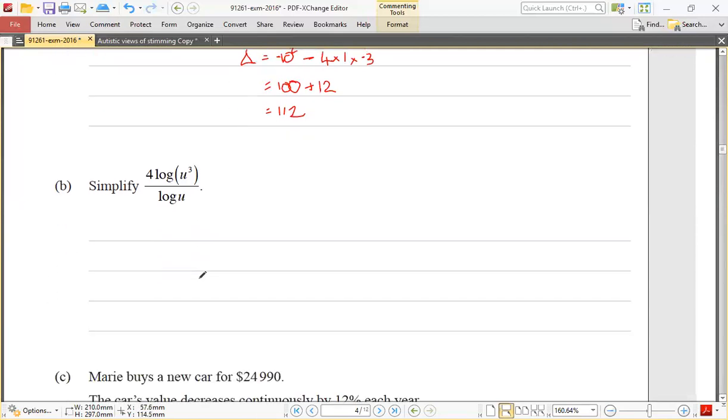Right. Next one. Can you remember how to simplify these? You have to find the base. Right. So what do I do with that 3? That 3, what happens to it? Goes in front of the log. Yes. Now what happens when you have 12 log u over log u?